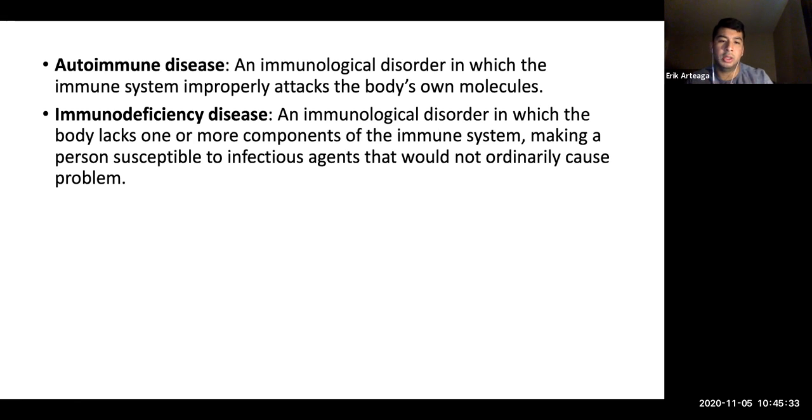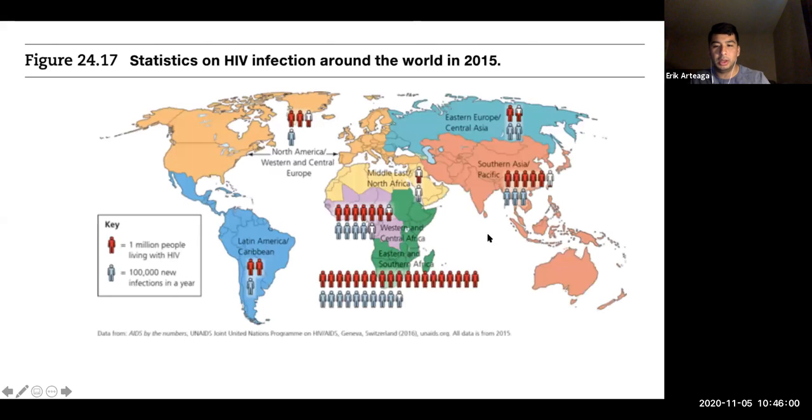So you see this with rheumatoid arthritis. You see this with lupus, right? So these are all autoimmune diseases. You can also have Crohn's disease or ulcerative colitis as well, can be considered autoimmune. Immune deficiency. So this is an immunological disorder in which the body lacks one or more components of the immune system, making a person susceptible to infectious agents that would not ordinarily cause problems. Okay, so HIV causes immune deficiency, right?